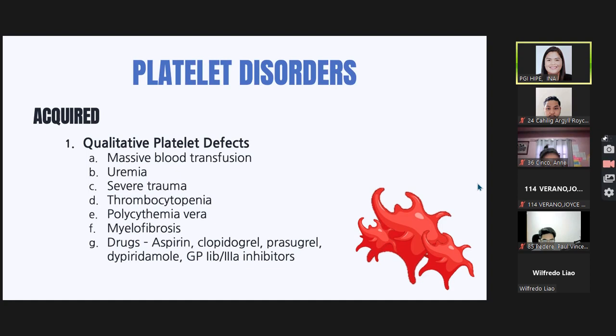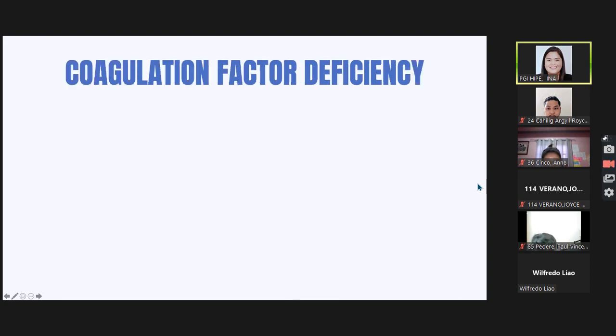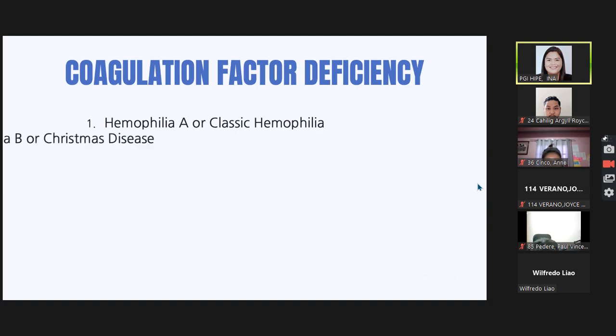In uremic patients, there is impairment of platelet function, but the reason for it is not clearly defined. It is hypothesized that it may be the oversaturation of protein inhibitors in the plasma because of decreased clearance, or the abnormal interaction of anemia and platelet-endothelial interaction. In this case naman, severe trauma may cause coagulopathy because of several mechanisms, but mainly due to hemodilution precipitated by tissue injury. So this will be further discussed in the succeeding slides. So we have also coagulation factor deficiencies.